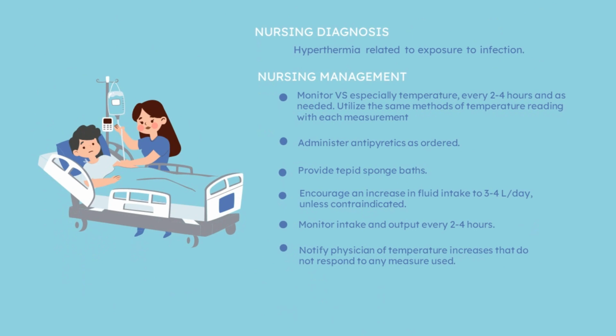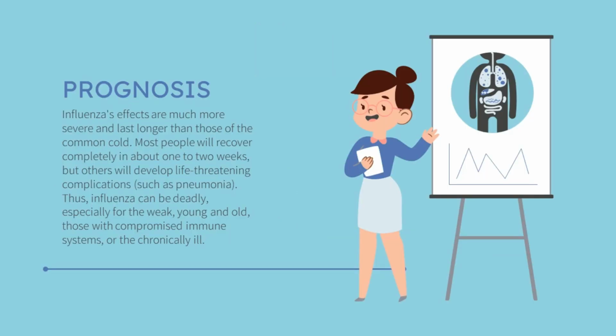Nursing diagnosis. Hyperthermia related to exposure to infection. Nursing management. Monitor vital signs, especially temperature, every 2 to 4 hours and as needed. Utilize the same methods of temperature reading with each measurement. Administer antipyretic as ordered. Provide tepid sponge bath. Encourage increased fluid intake to 3 to 4 liters per day unless contraindicated. Monitor intake and output every 2 to 4 hours, and notify physician if temperature increases that do not respond to any measure used.